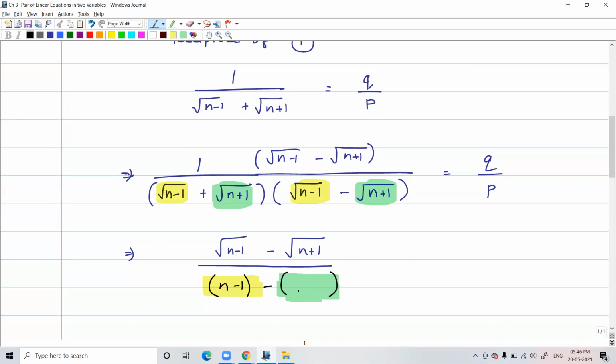And what will be b square? N plus 1. N plus 1. So you people understand what I'm doing, right? Confirm quickly, all of you. Everyone okay up to this step?